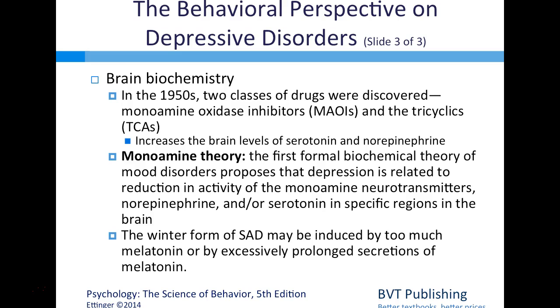And then brain biochemistry. So in the 1950s, 2 classes of drugs were discovered: monoamine oxidase inhibitors and tricyclics. These increase the brain levels of serotonin and norepinephrine. So monoamine theory, the first formal biochemical theory of mood disorders, proposes that depression is related to reduction in activity of the monoamine neurotransmitters, norepinephrine and or serotonin, in specific regions in the brain.